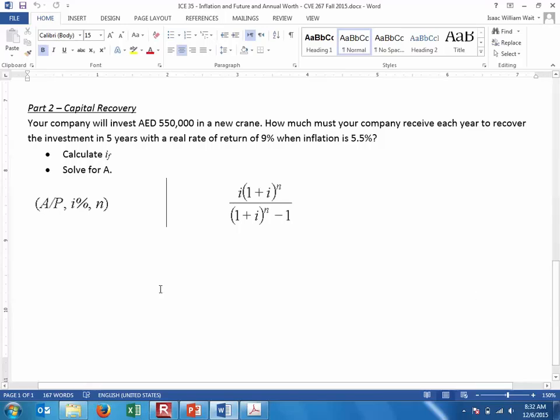We want to have a real return of 9%, and so that's I, and we know that inflation is 5.5%. So the first thing you're going to have to do is calculate I sub f and then use that I sub f in this formula. I didn't give you the table for whatever that interest rate happens to be. Maybe it's a refresher to get the chance to use some of these formulas again. So let's calculate what is the annual amount that's required to recover the investment.